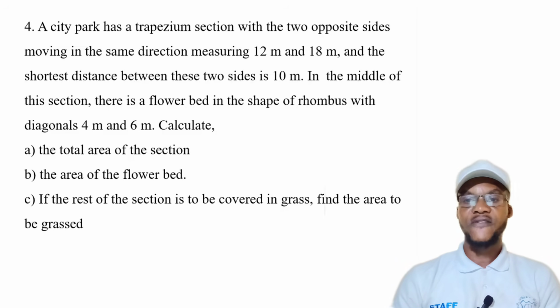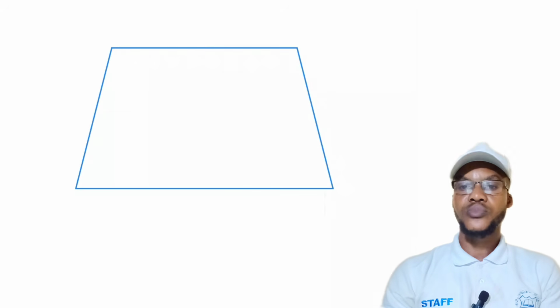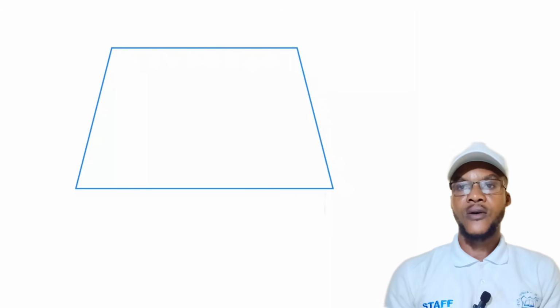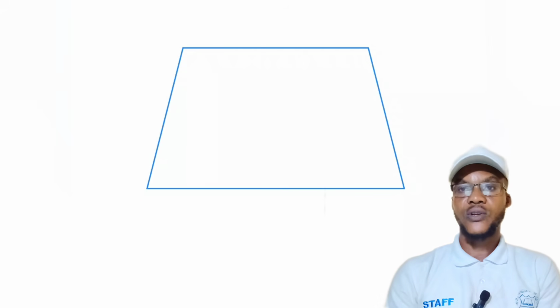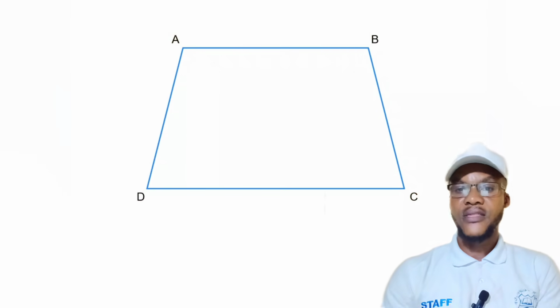So let's first identify our trapezium section. We know that this is a trapezium. So the park is in this nature. That is what the question is saying. If that's the case, then let's identify the vertices of this shape as A, B, C, and D.